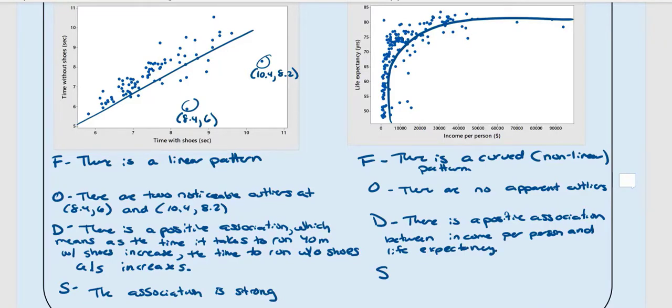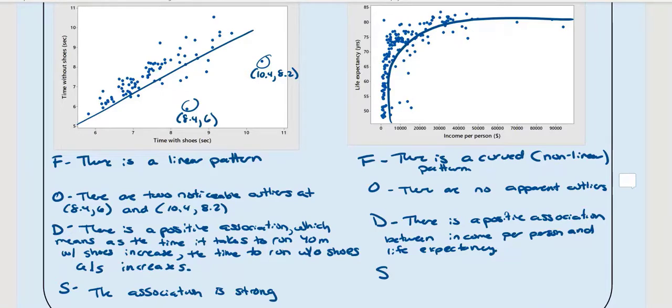And remember, that means that countries with longer life expectancies tended to have greater incomes per person and vice versa. So that's what I'm looking for if I were to ask you what the direction, the positive association between these two meant: as income per person increases, so does life expectancy.